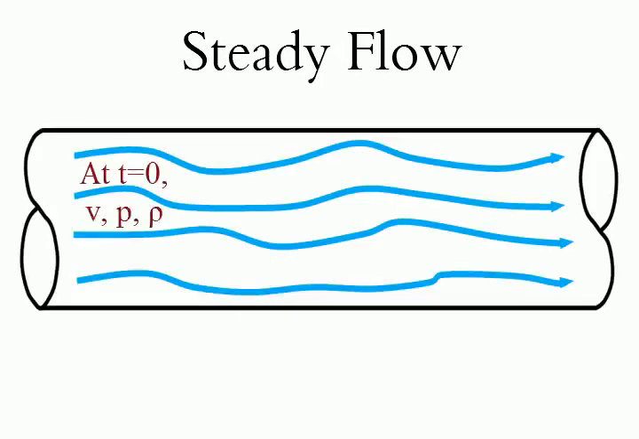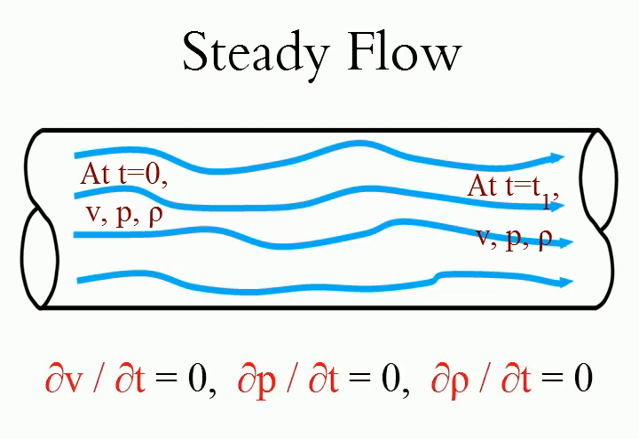The flow in which fluid characteristics like velocity, pressure, density etc. at a point do not change with time is called steady flow. For example, flow of water with constant discharge through a pipeline is steady flow.